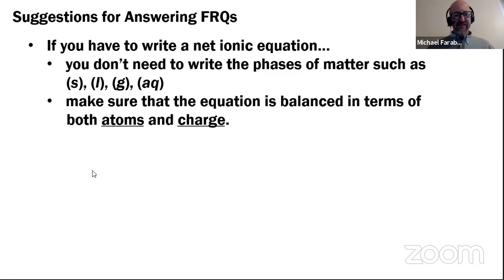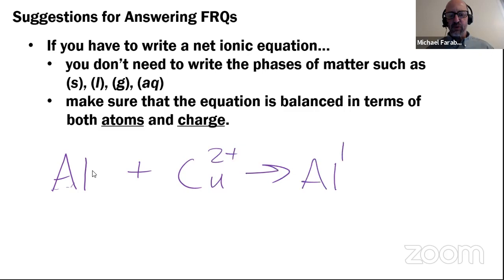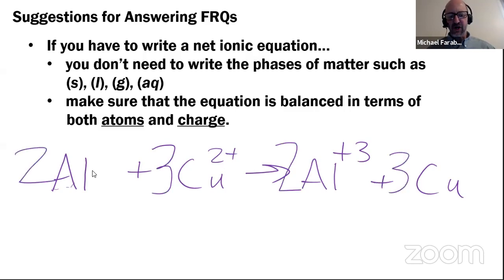All right, with respect to reactions, if you have to write a net ionic equation, you don't need to write the phases of matter, but you should make sure that your equation is balanced in terms of both atoms and charge. Okay, here's an example. If I have, let's say, aluminum plus copper, and then my products are the aluminum ion and copper like that, that's balanced in terms of atoms, but it is not balanced in terms of charge until I do something like this. So pay attention to both atoms and charge.